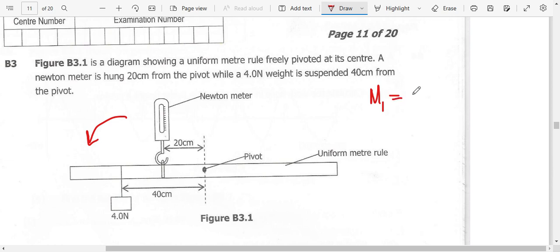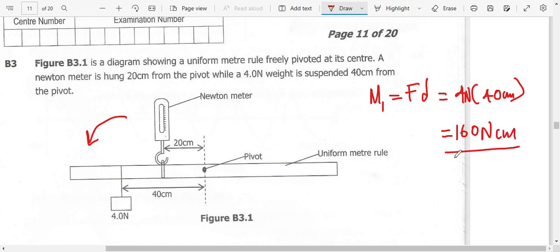Let me find the anti-clockwise moment. Let me call it M1. Moment is given by force times distance. The force here is the 4 newtons force. The distance is 40 centimeters. So this is 4 newtons, please always include newton units, times 40 centimeters. You consider distance from the pivot. So 4 newtons times 40 is going to give you 160 newton centimeter. This is the anti-clockwise moment.